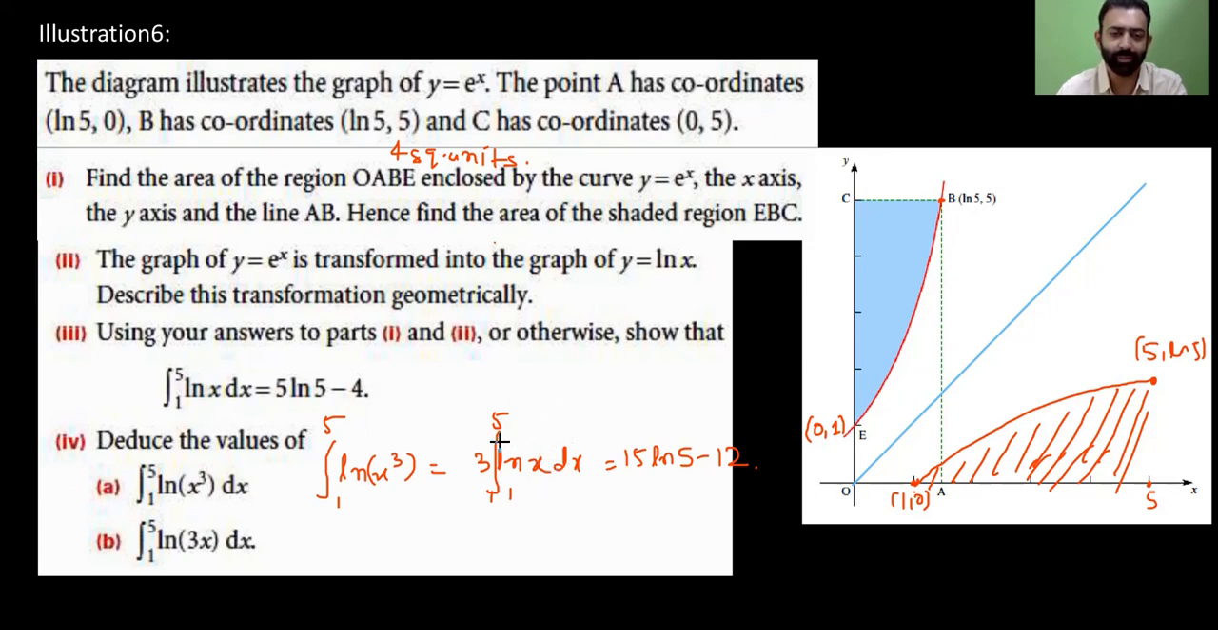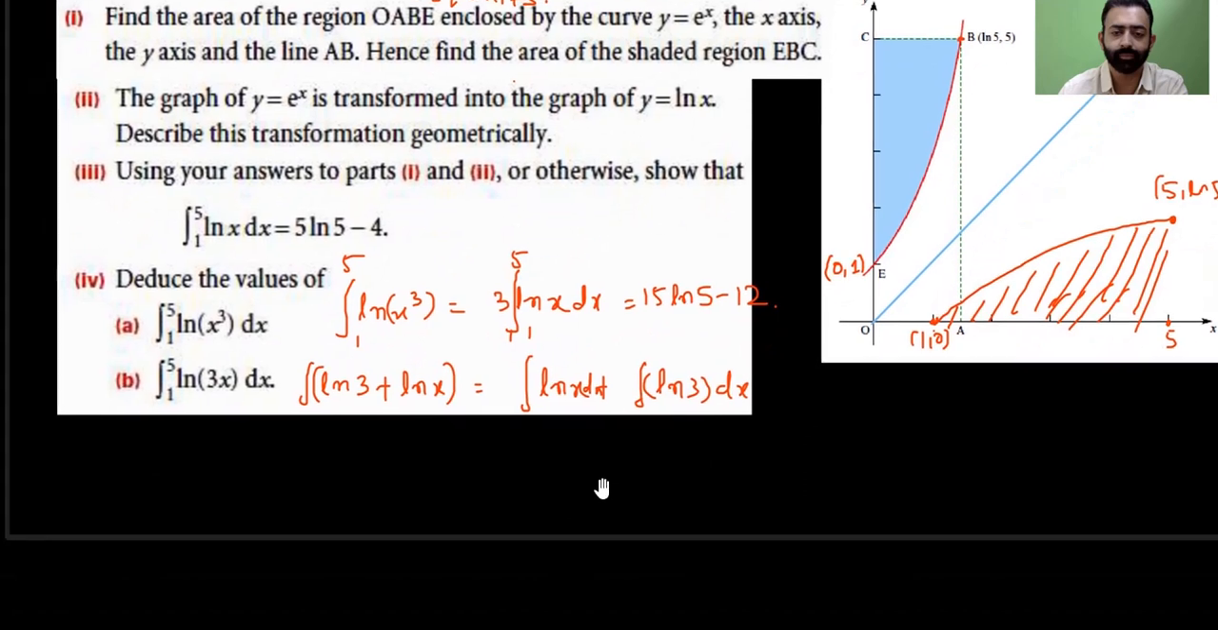I hope I made my point clear. And since now you know that these questions are solved using the properties of logarithm, again in the B part we have to use the property of logarithm. How can we use the answer of part 3 to deduce the value of part 4 B? Again you will use this: ln 3x you can write as ln 3 plus ln x, then integrate. You can write this as the integral of ln x plus the integral of ln 3 dx.